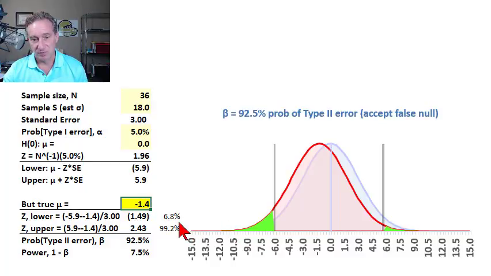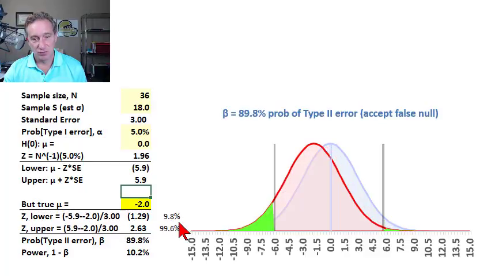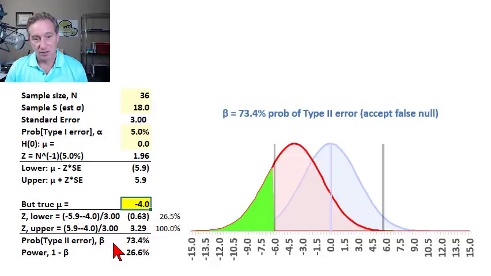So for example, if I change the true null to -2, you can see this distribution shifts, and then my probability of a type 2 region here drops, and the power here of my test increases to 10.2, and I'll just do one more. I'll go to -4, so now my null is really incorrect, but the power of my test, this green region, has increased to 26.6%.